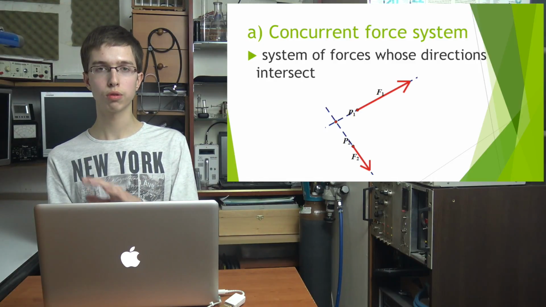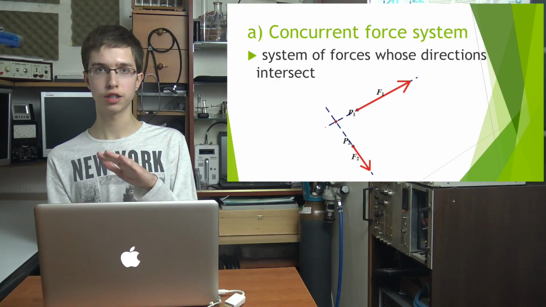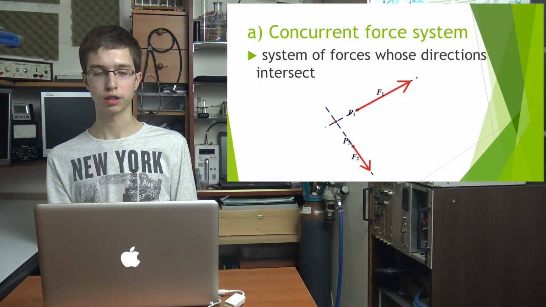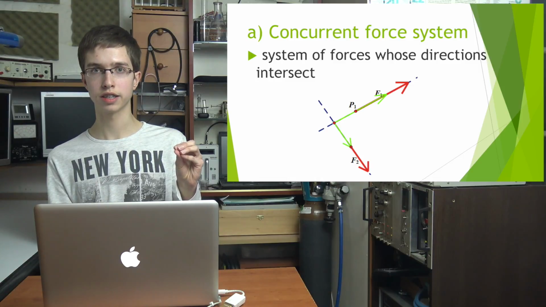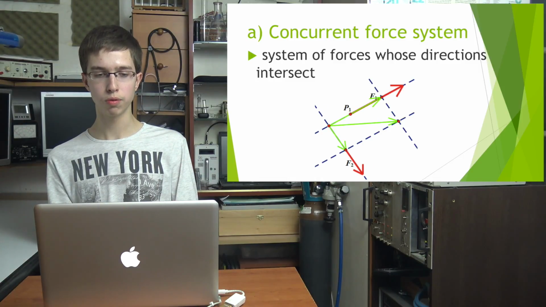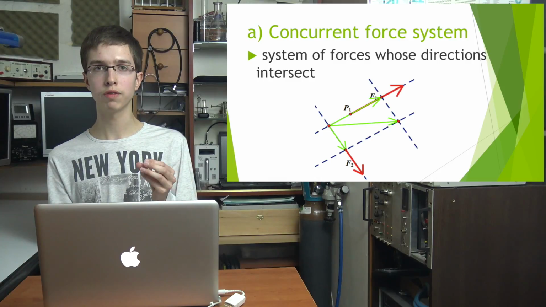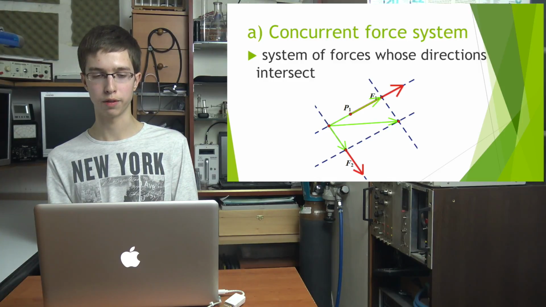First we have to construct directions of these vectors. Now we get their intersection. And now we translate these two force vectors so as to have the tail in this intersection. Now we have to sum these two vectors by some method of addition of vectors. For example, here the parallelogram method is presented.